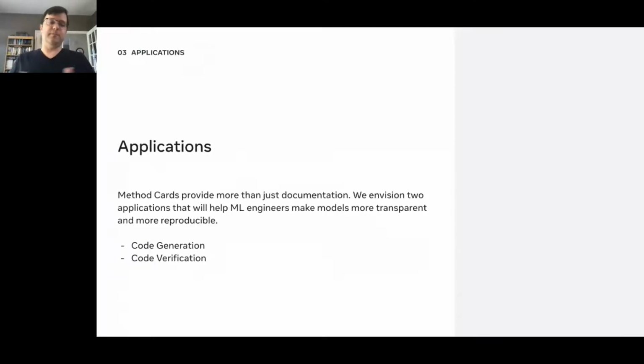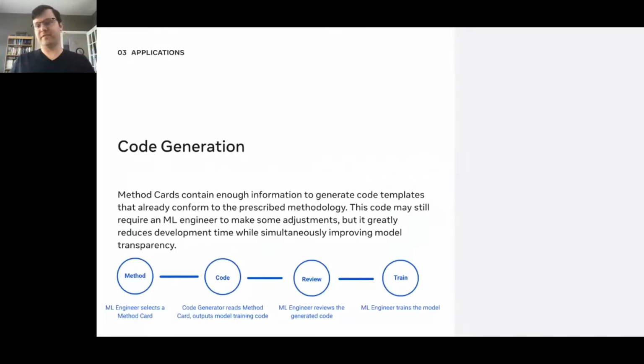Applications. So documentation is great. It's even better if we can take actionable steps. There are two applications for method cards that we foresee. The first is code generation. If we have a method that is specified in this detail, an ML engineer can select this method and have it generate code automatically. That code is agnostic to whichever framework or language you're using. So there would be a different code generator, for instance, for PyTorch as opposed to TensorFlow. It doesn't matter because the method would be the same.